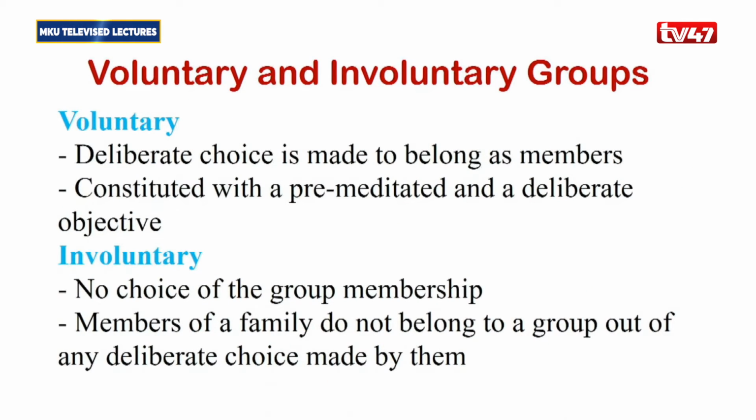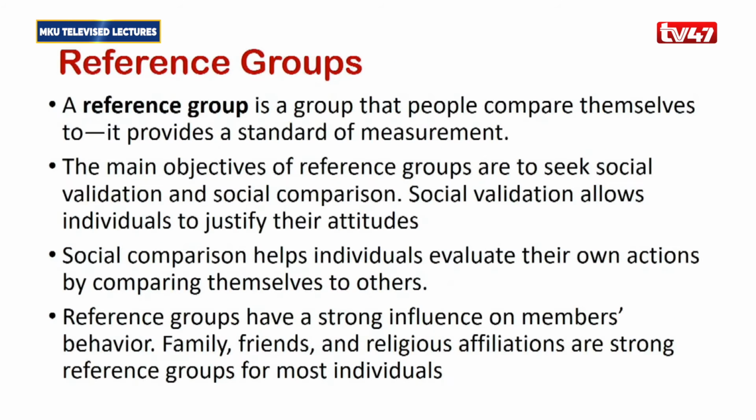Then we have voluntary and involuntary groups. In the voluntary group, a deliberate choice is made to belong as members, or it is constituted with a premeditated and deliberate objective, as opposed to involuntary, where there is no choice by the group members. Members of a family do not belong to the group out of any deliberate choice made by them. So that is another distinction you can make of groups, voluntary and involuntary groups.